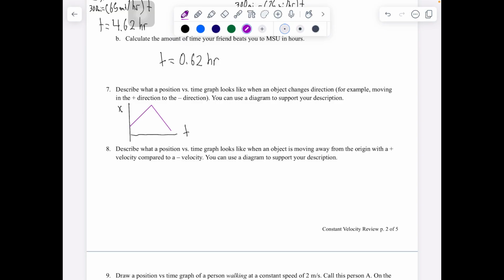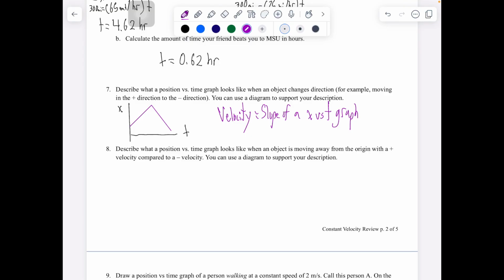Now, we were moving forward, and then we end up moving backwards, because velocity is the slope of a position versus time graph. So if your slope changes from positive to negative, or negative to positive, you know that you must have changed direction.